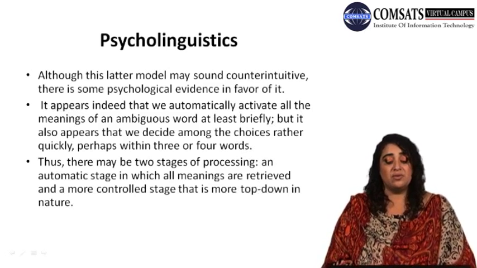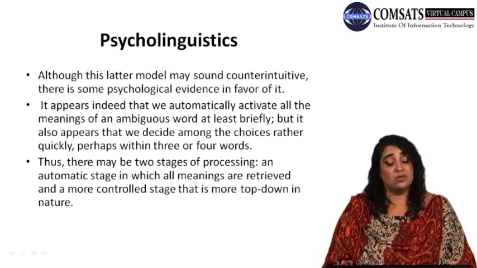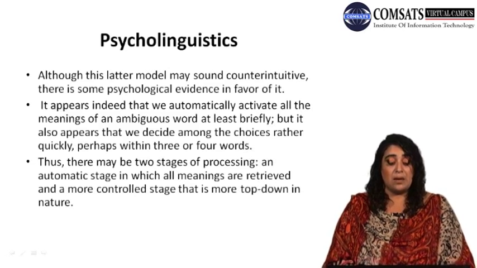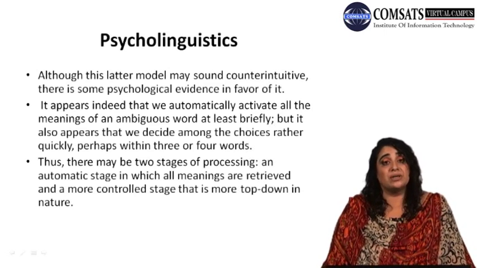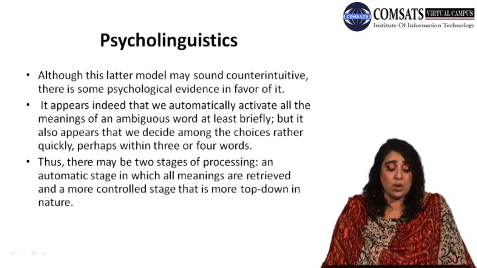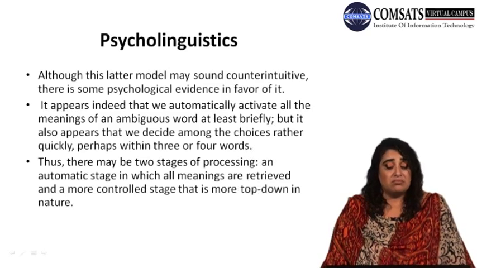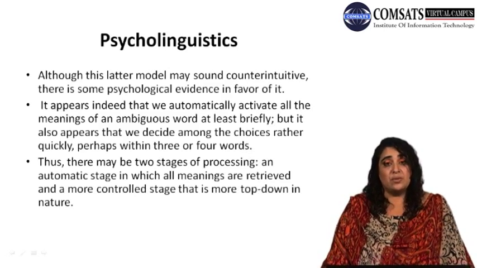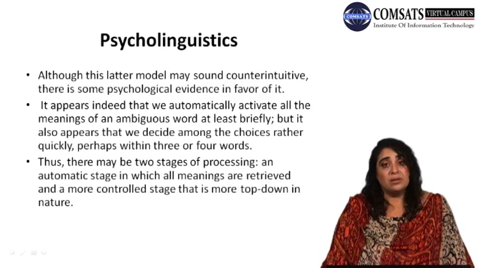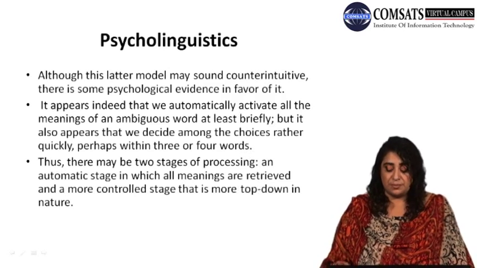Now, thus there may be 2 strategies of processing: an automatic stage in which all meanings are retrieved, and a more controlled stage that is more top down in nature. So one strategy would be an automatic stage in which we can retrieve all the meanings, and the second would be a controlled stage concerned with top down processing.